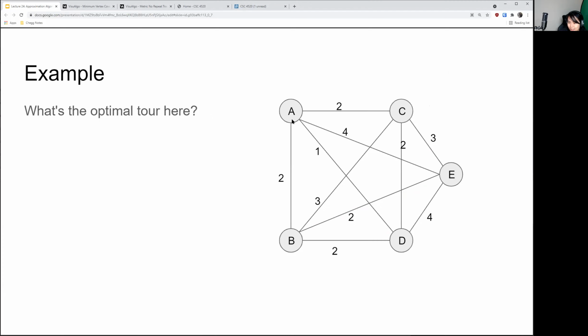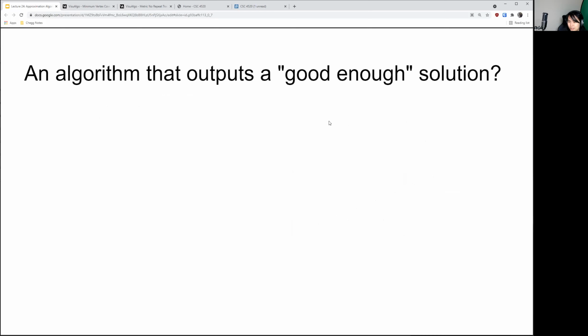Someone said A, C, E, B, D, A. Well, that's the same path except in reverse. That just gives you 10 again, I think. I don't know. We'll play around with it in a second.